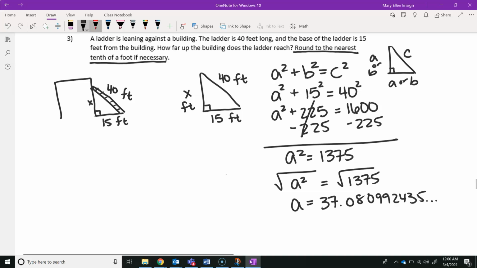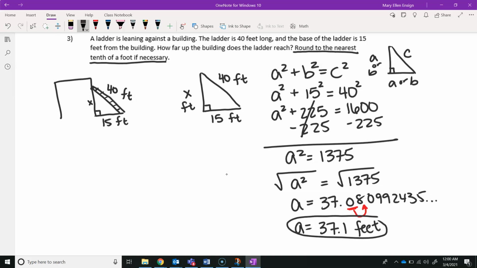So here is my tenths place, the 0. So I look next door. If the next door number is 5 or above, it makes this underlined number go up, which in this case it is. So I'm going to have a equals 37.1 feet.